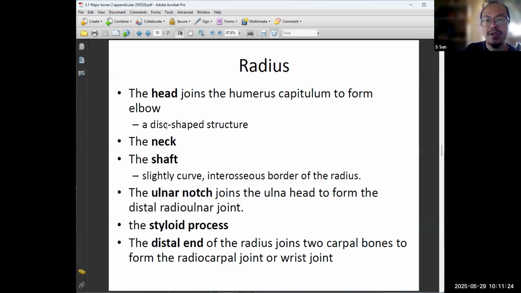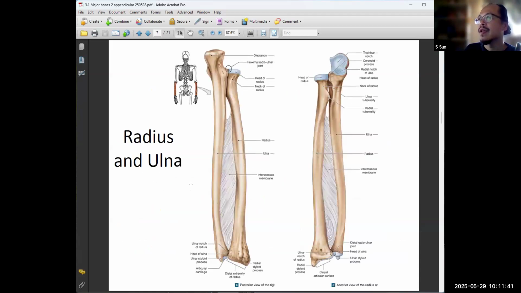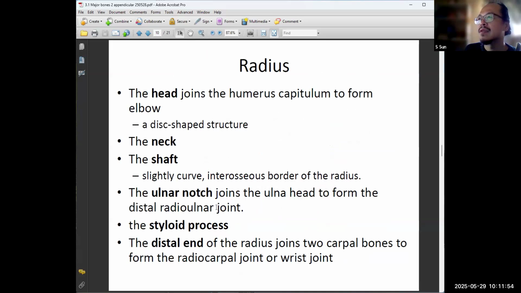The radius head is a disc-shaped structure. This head is not round like the humerus; it is flat. And there's a neck and a shaft. The shaft is slightly curved. I can show you here, this one is slightly curved. In between, we have the interosseous membrane right here. The interosseous border of the ulna faces the interosseous border of the radius. The ulnar notch joins the ulnar head to form the distal radio-ulnar joint.